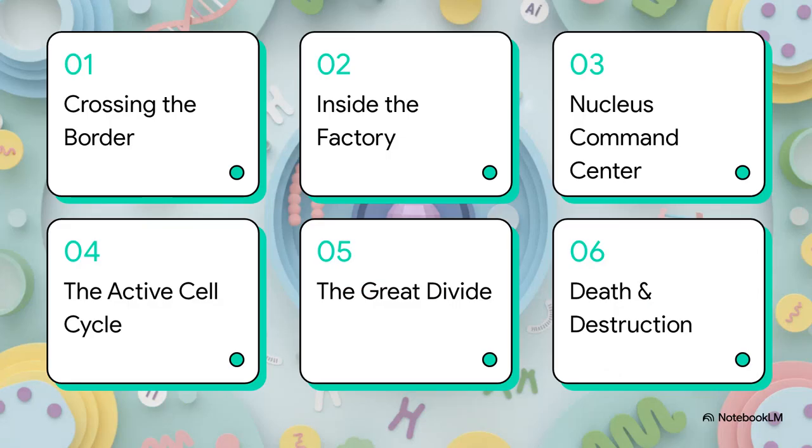So here's our roadmap for the journey. We're taking a full tour of this microscopic metropolis. We'll start at the outer border, venture inside to the busy factory floor, visit the highly secure command center, and then we'll watch how this city actively lives, divides, and even perfectly schedules its own destruction.